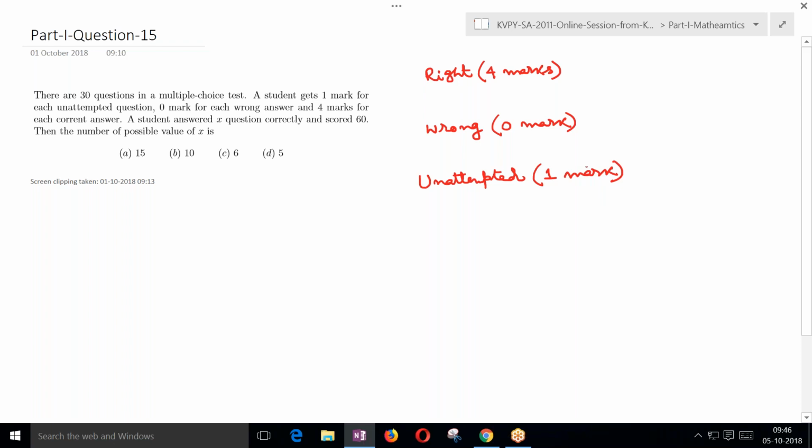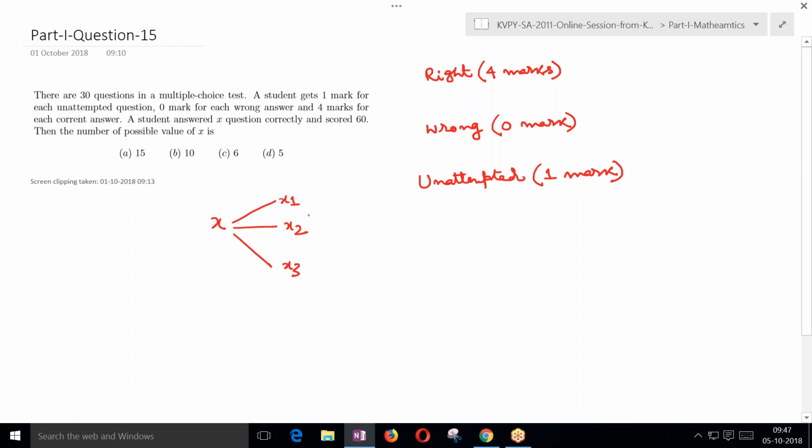Now the student answered X questions correctly and got the score 60. The question is how you can distribute X in the 3 categories, right, wrong, and unattempted, so that their numbers multiplied with 4, 0, and 1 constitute 60. For example, if you want to break X into 3 numbers, x1, x2, and x3, such that x1 plus x2 plus x3 is X, the possible values of X are being asked.